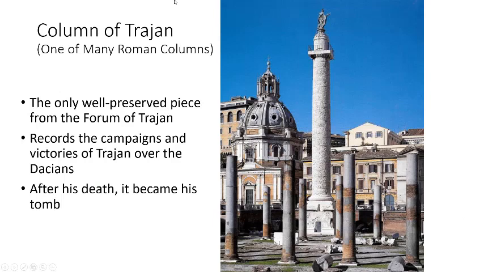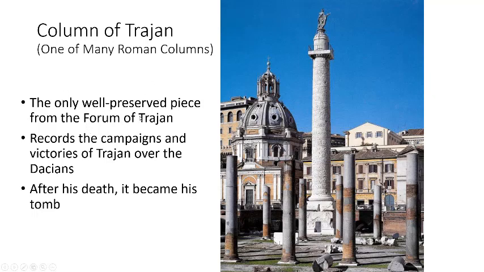Here's another example of a commemorative monument to commemorate the victory of an emperor. And in this case, it's not an arch, it's a column. And this is the column of Trajan. And it is one of many Roman victory columns as well.